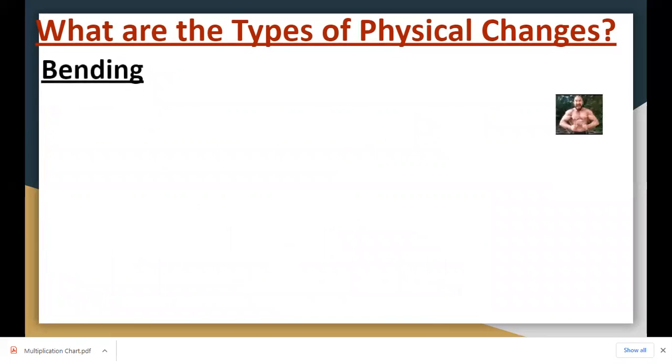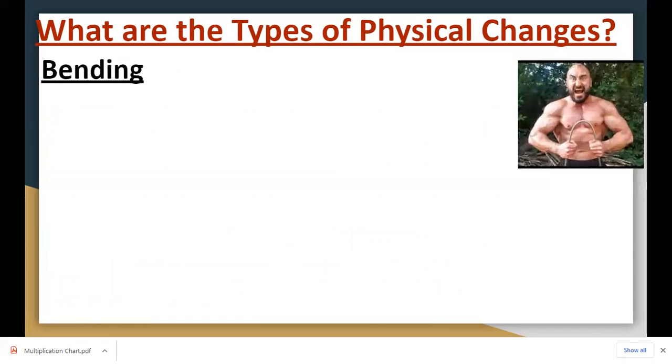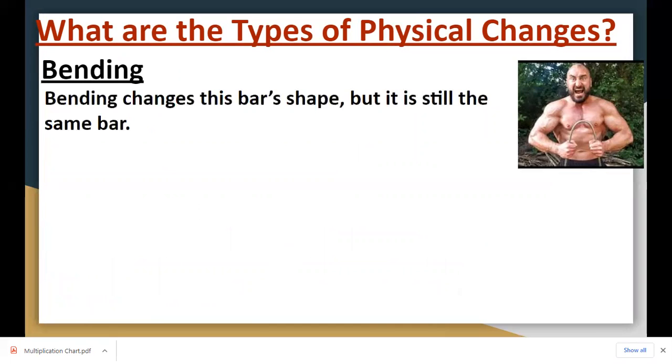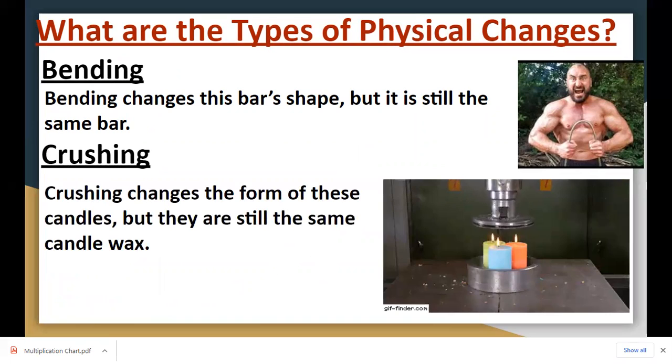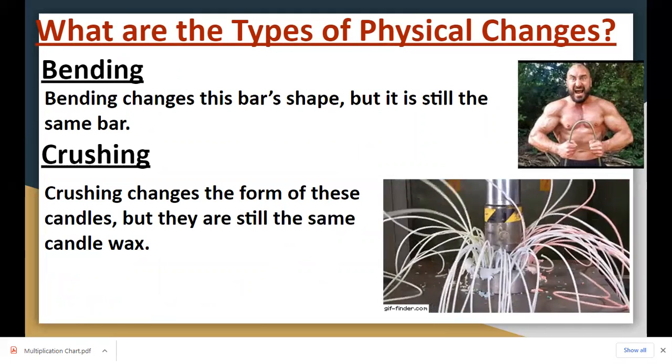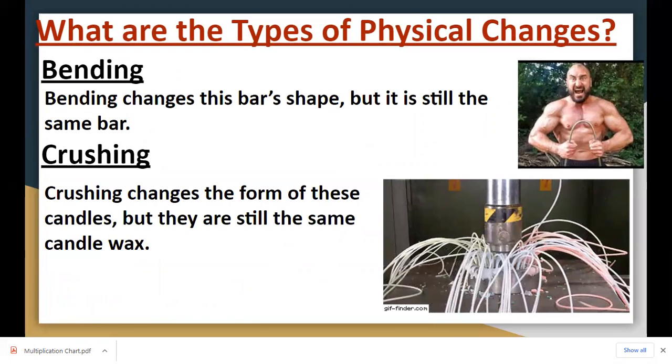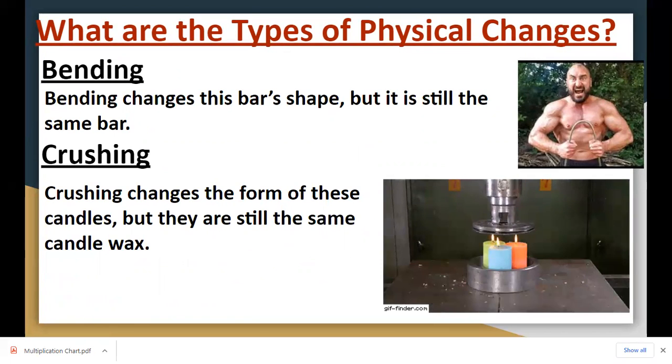Another one is bending. Bending is a physical change. Here is a muscle man bending a bar. The bar bending is just changing its shape, but it's still the same bar. It has not changed into something chemically different. Crushing is also a physical change. Crushing changes the form of these candles. Watch them being changed there, but they are still the same candle wax. That's cool, isn't it? Yes, they are still the same.